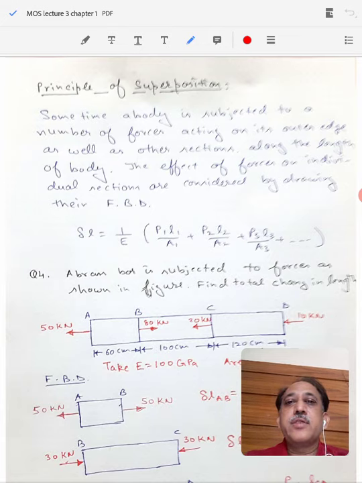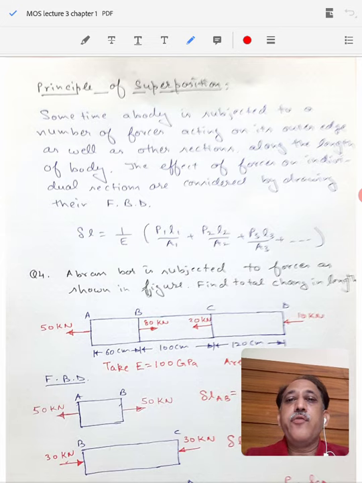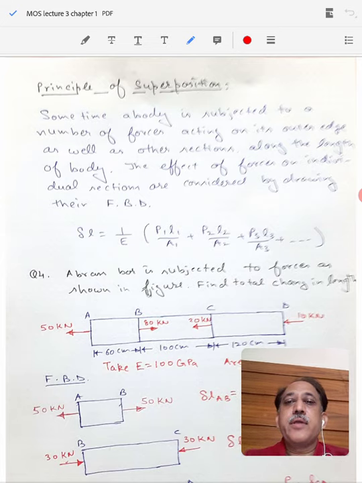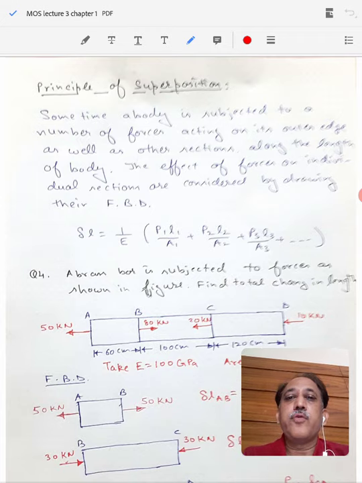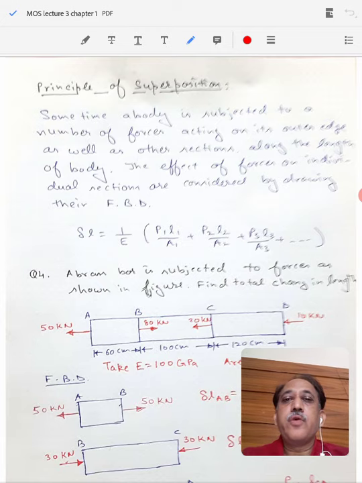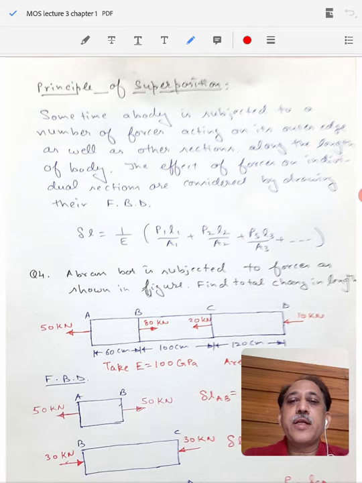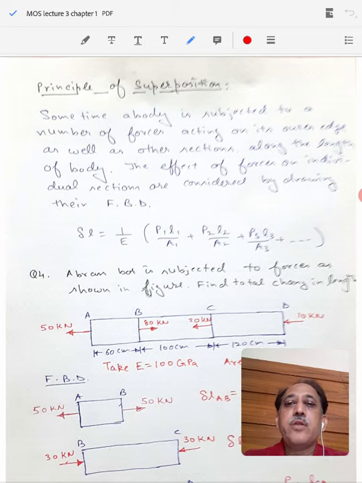So in this case, in order to identify the total deformation, you need to draw the individual sections' free body diagram and see what amount of forces are acting on that particular section. So we will draw the free body diagram for each individual section and identify the forces that are acting on them, and after that we will simply add the deformations by their proper algebraic sign.